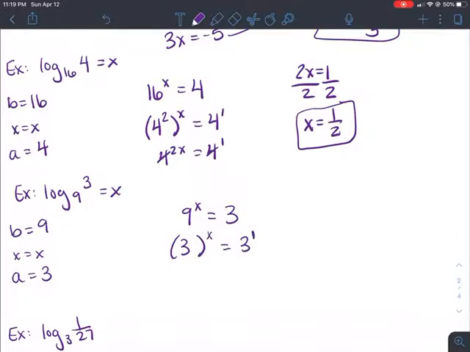Now, thankfully, this is a really simple one. I know that 3 squared is 9, so it's 3 to the power of 2. So I get 3^(2x) equals 3 to the power of 1. These cancel out, and I get 2x equals 1. Divide by 2, and x equals 1/2.